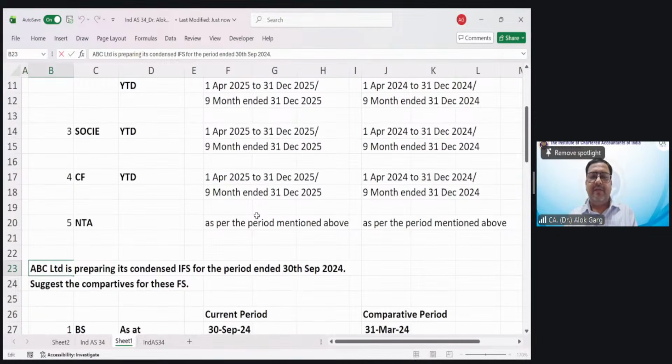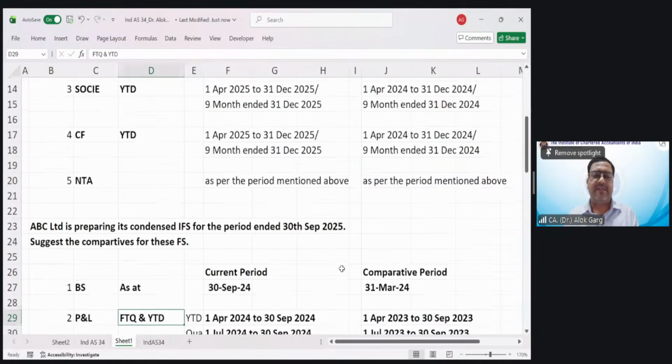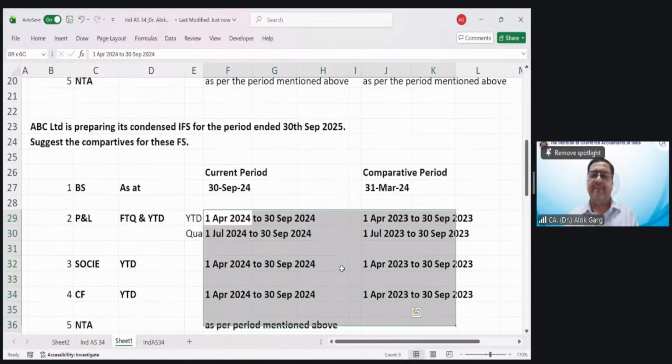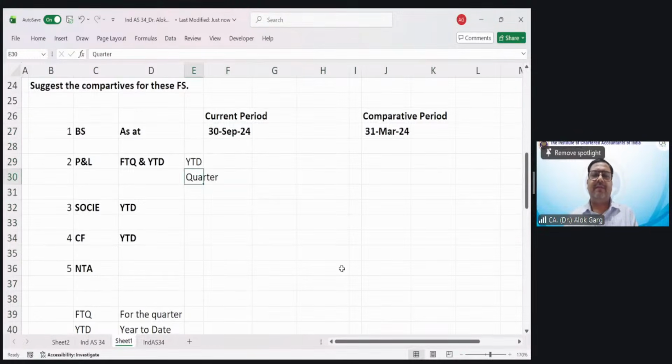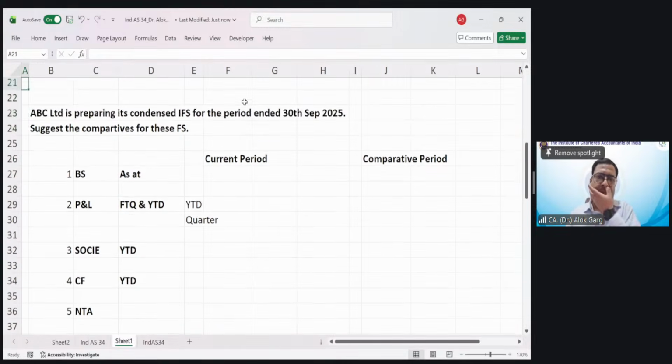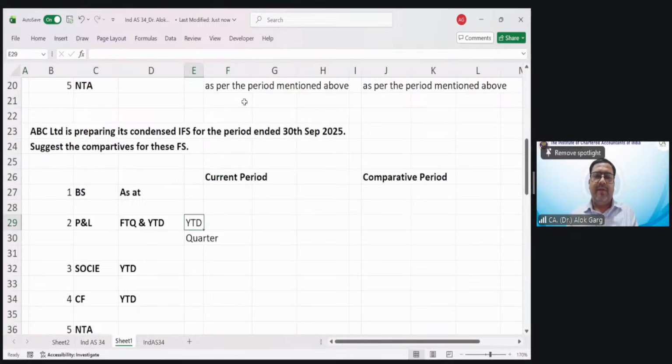ABC Limited is preparing its condensed interim financial statement for the period ended 30th September 2025. Suggest the comparative for these financial statements. Tell me quickly. The balance sheet is for which period? It is the 30th September 2025 financial statement. Corresponding, what is my comparative period for the balance sheet? Yes, the 31st March 2025.